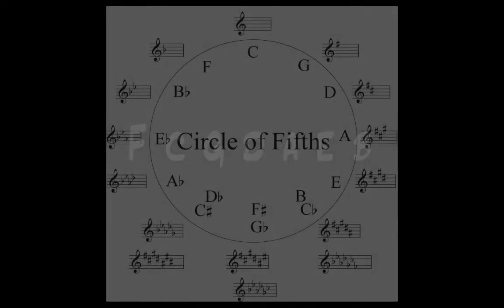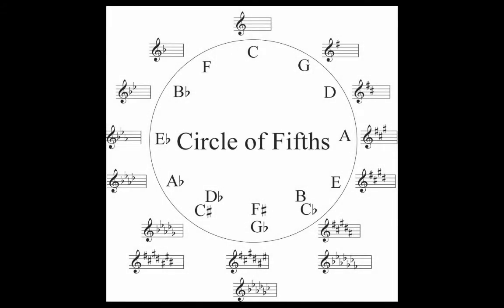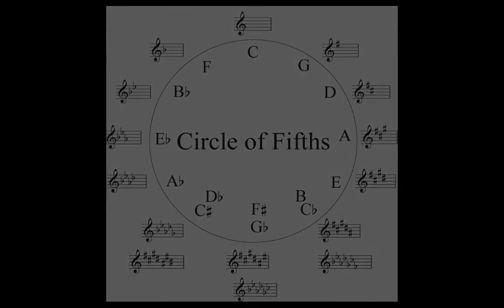Now if we go back and look at the circle of fifths again, let's take a look and see what happens when we start adding flats to the key signature. We'll go counterclockwise around the circle and see how those keys relate to one another as we add flats. So the first flat we add is B flat.